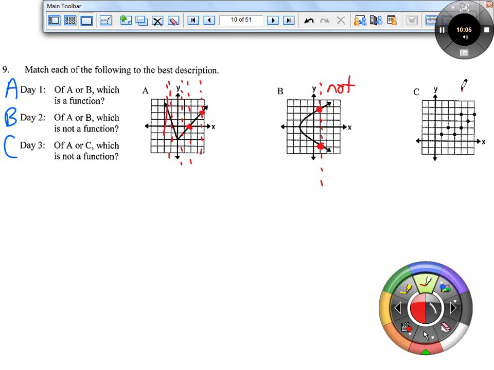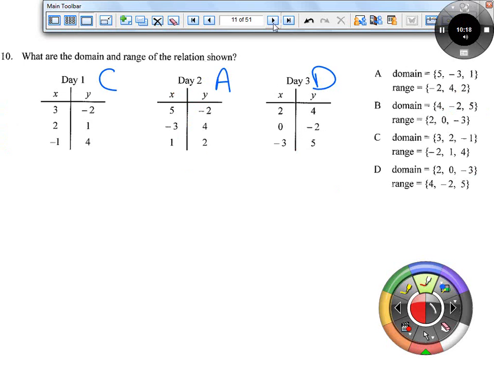This one fails right here, so it's already not a function. So the only one that is, is A. Okay, let's see. Yeah, so we should be good for that one.